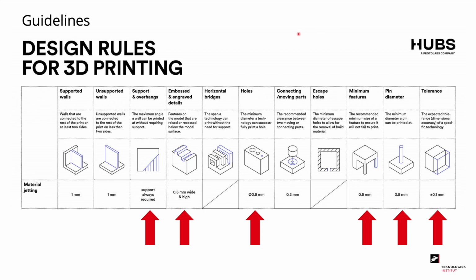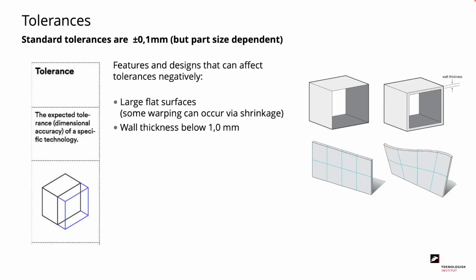On the next few slides, we're going to look at support and overhangs, embossed and engraved details, holes, minimum features, pin diameter, and tolerances. The standard tolerances for material jetting are plus minus 0.1 mm, but it depends on the size of the part. There are some features and designs that can affect tolerances negatively. These are large flat surfaces where some warping can occur via shrinkage. As mentioned earlier, this is not the biggest issue with this technology because we're printing at a very low temperature.